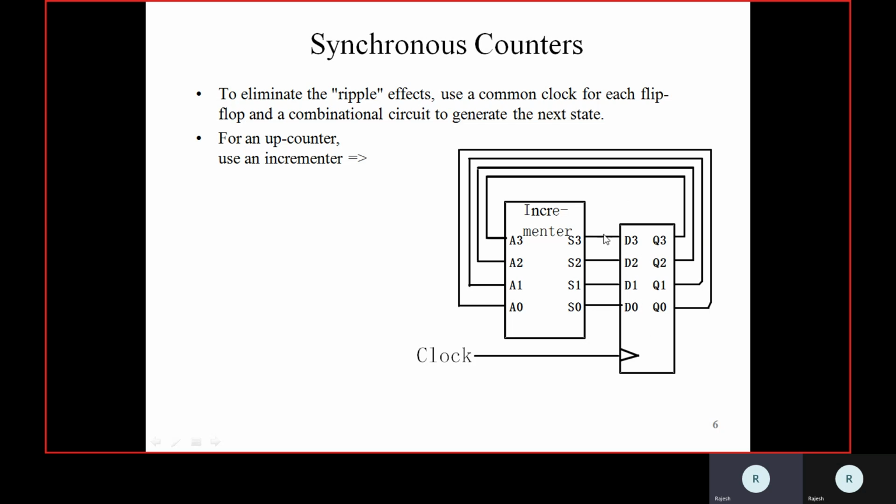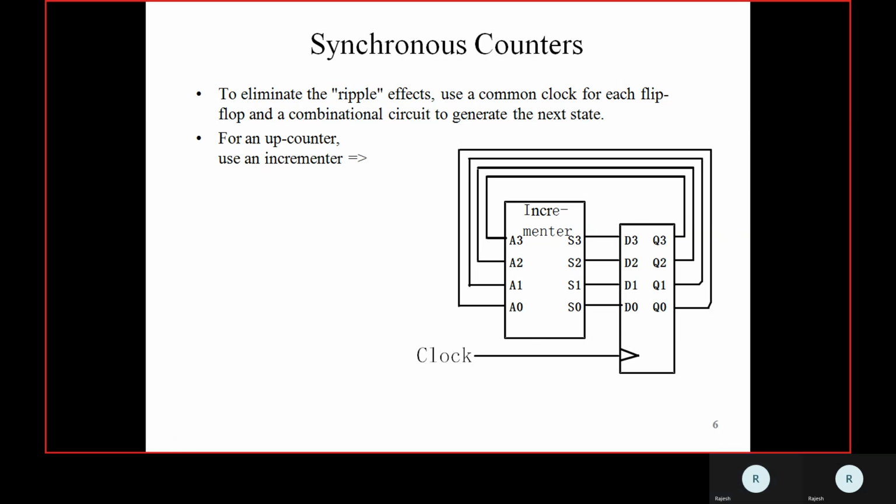And each time these inputs will vary. Because the clock is common, it will count from 000 to 001 to 010, 011, 100, 101, 110, 111. So these incremented values will be fed to D. For every clock, D is transferred to Q. So we have to design this incrementer such that the hardware logic increments the values and gives them to the D inputs.